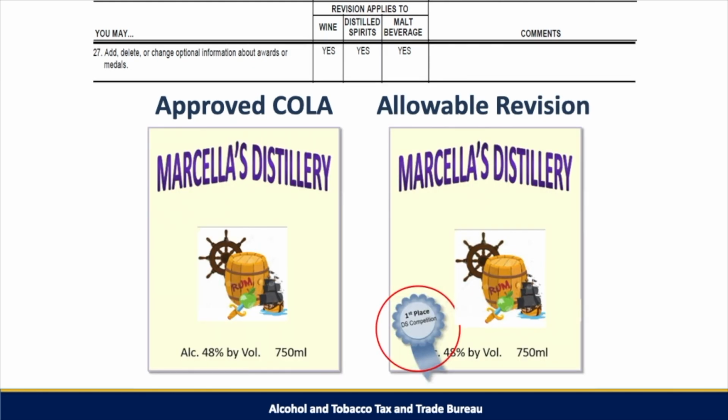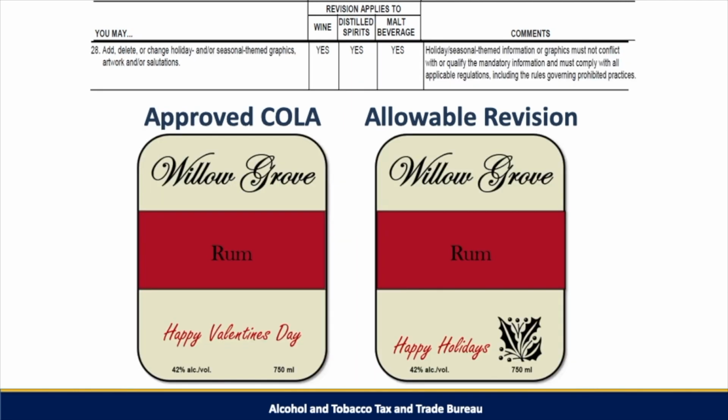You may add, delete, or change optional information about awards or medals. A blue ribbon has been added to this sample label. You may add, delete, or change holiday, seasonal theme graphics, artwork, and salutations. Holiday or seasonal theme information or graphics must not conflict with or qualify the mandatory information and must comply with all applicable regulations, including the rules governing prohibited practices.